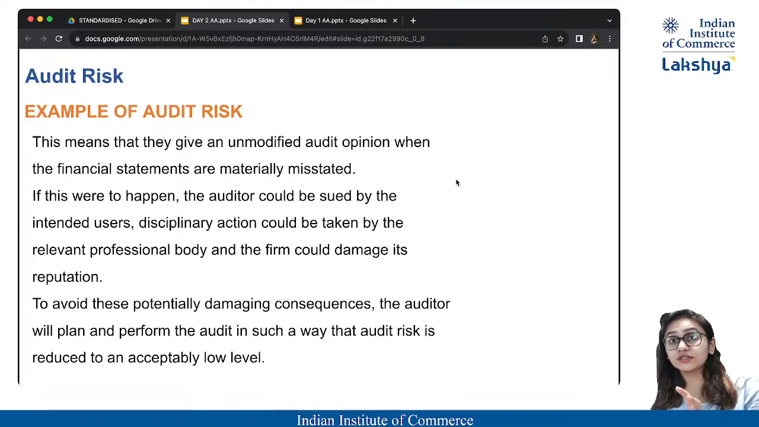Auditor is the person who is appointed by the shareholders. Auditor is an independent person. Why is he an independent person? Because if the auditor was dependent on the company, he would take the company's side. He would not say that my company is false or my company is doing this. So he needs to be independent. That is the whole idea about it.